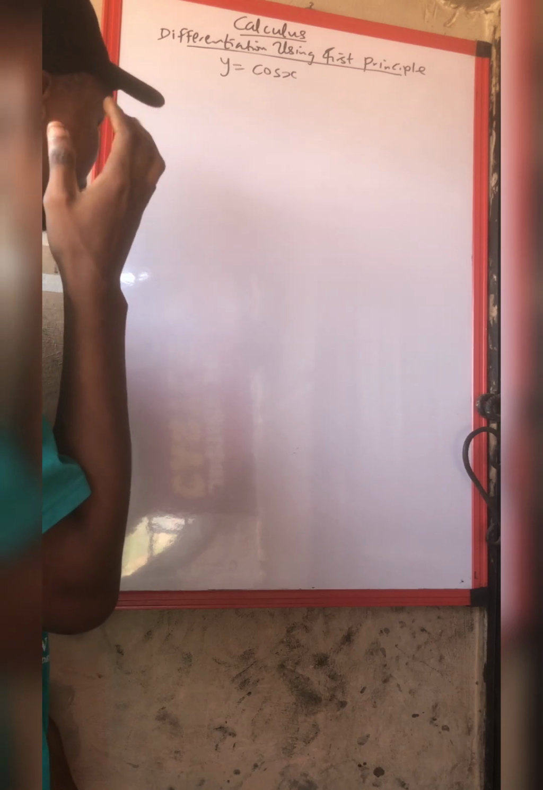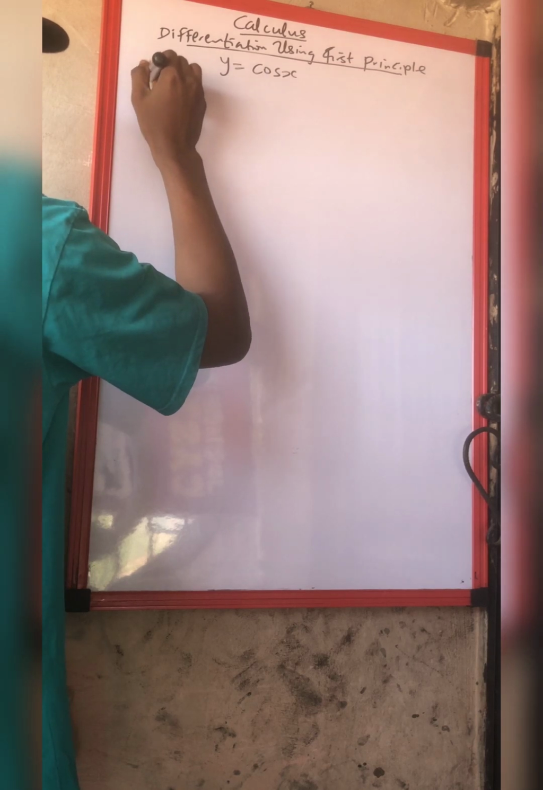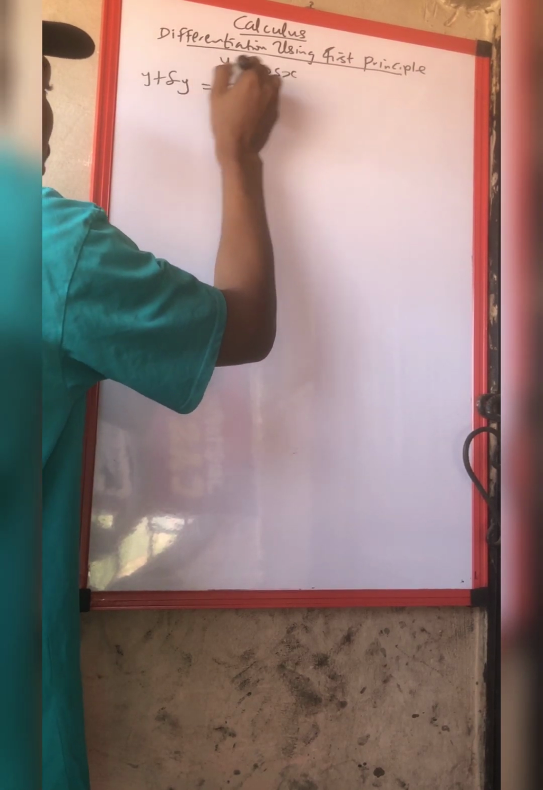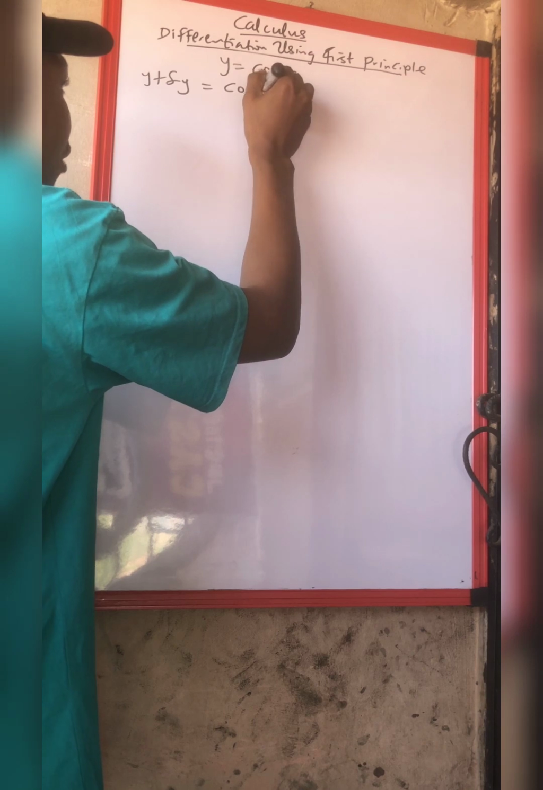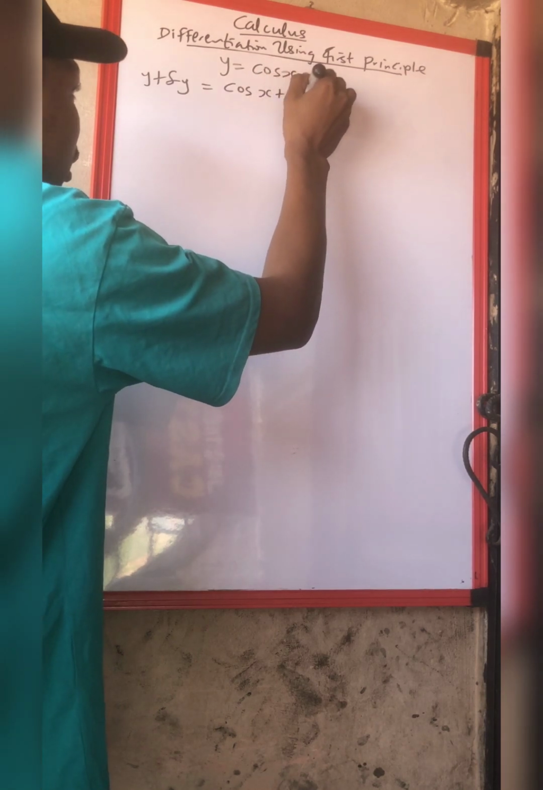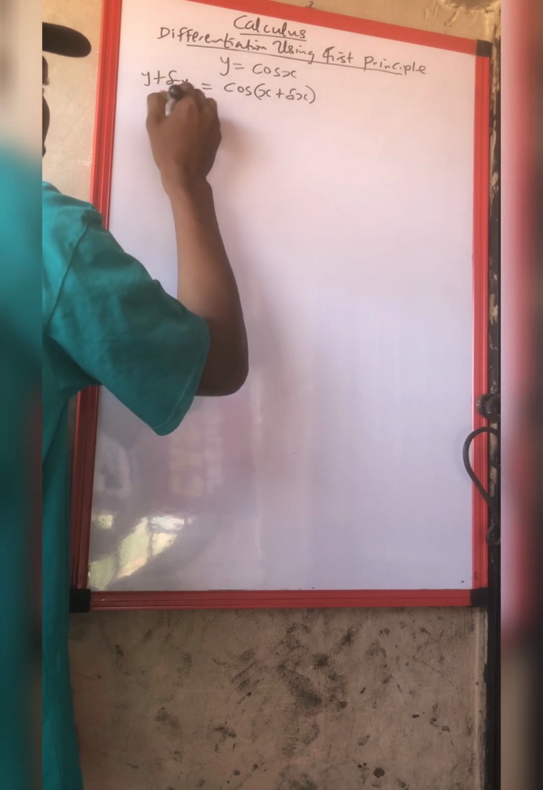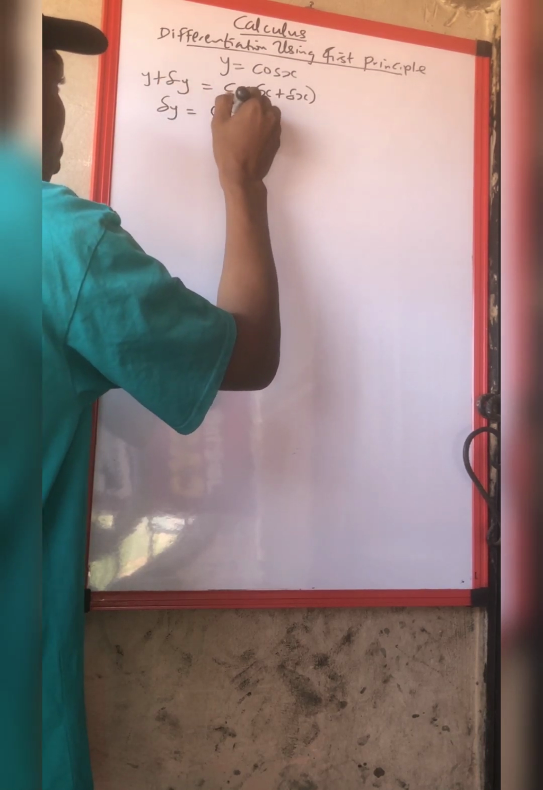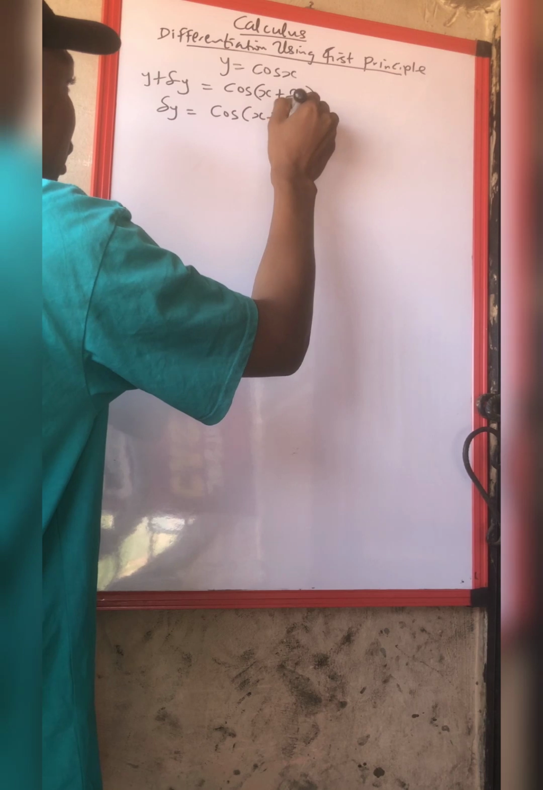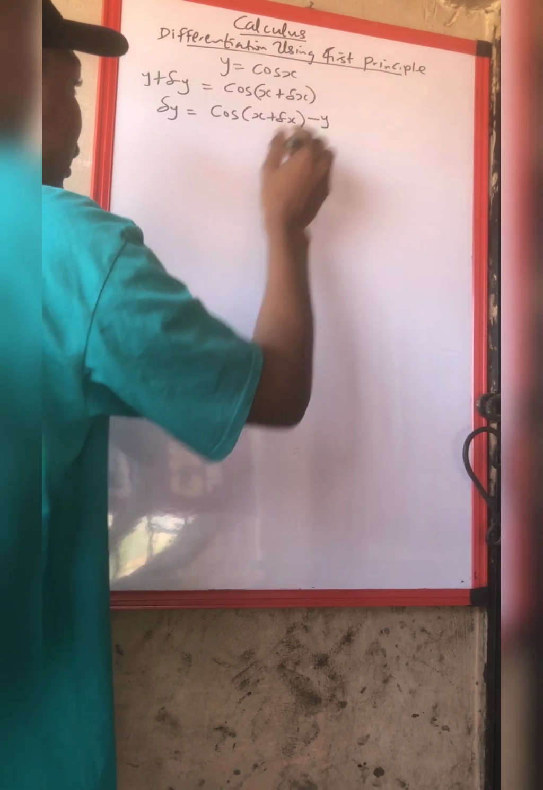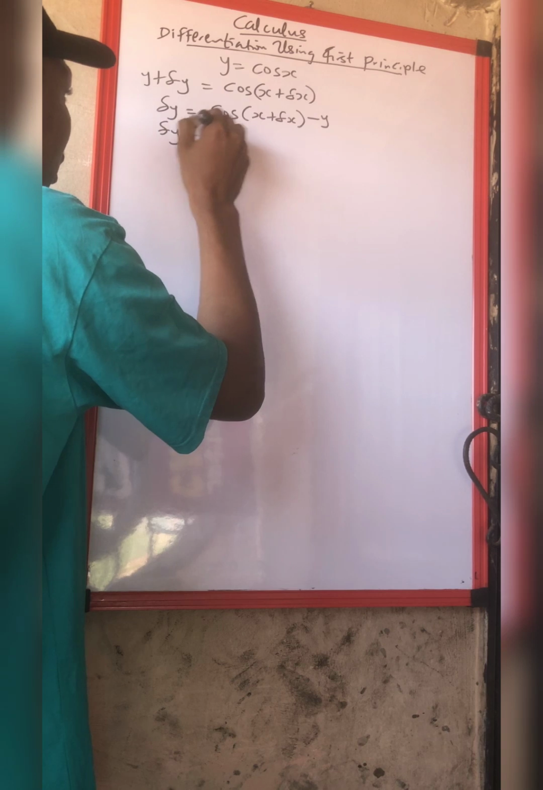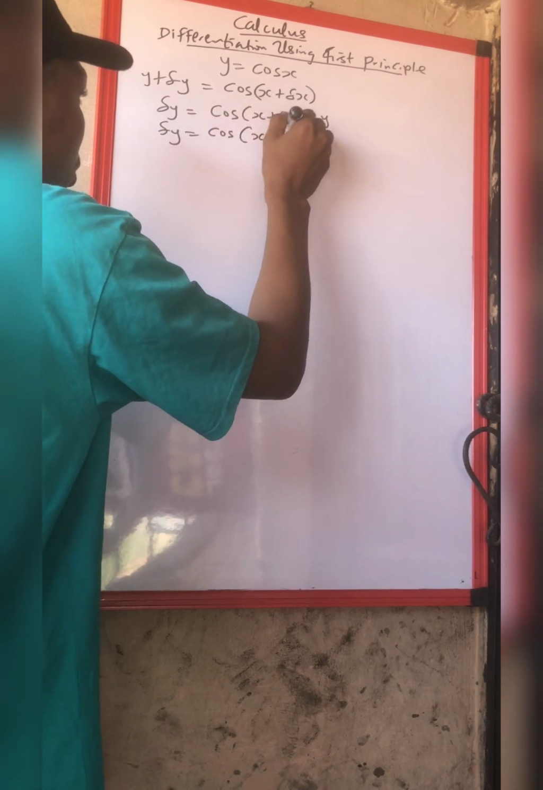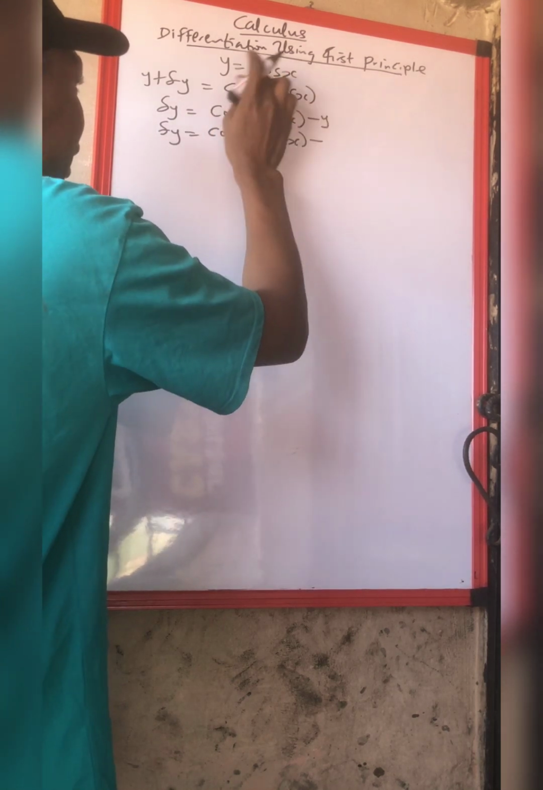All right, so we have y equals cos x, using first principle. Whenever I differentiate y, we have y plus change in y equals cos of x plus change in x. So our change in y is cos(x plus change in x) minus y.